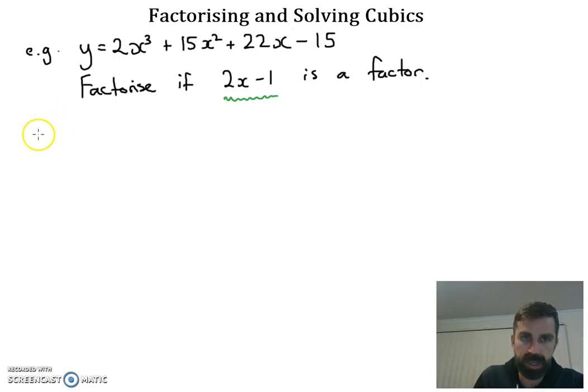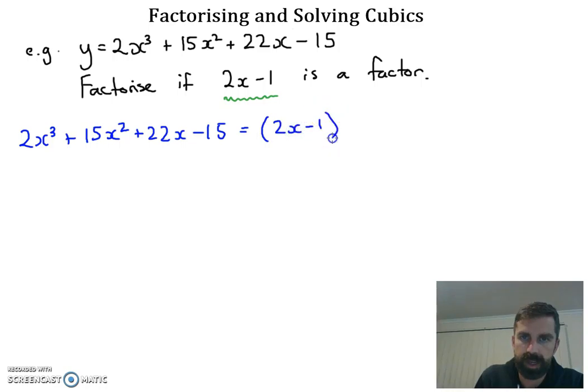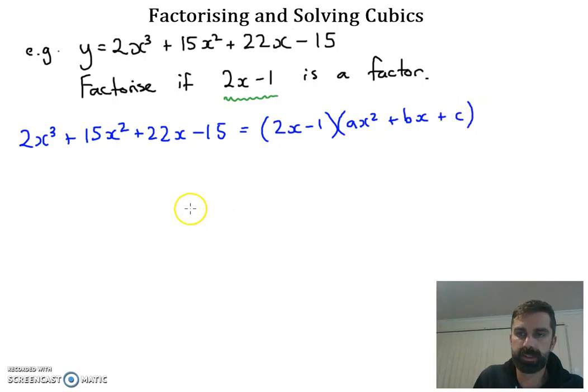So what we're going to do is I'm going to write out this again, and then I'm going to write my first factor, which is 2x take 1. Since that's a linear equation, I know that that's got to be multiplied by a quadratic, but I don't know what that quadratic is, so I'm just going to write ax squared plus bx plus c. What the trick is now is just to figure out the values for a, b, and c.